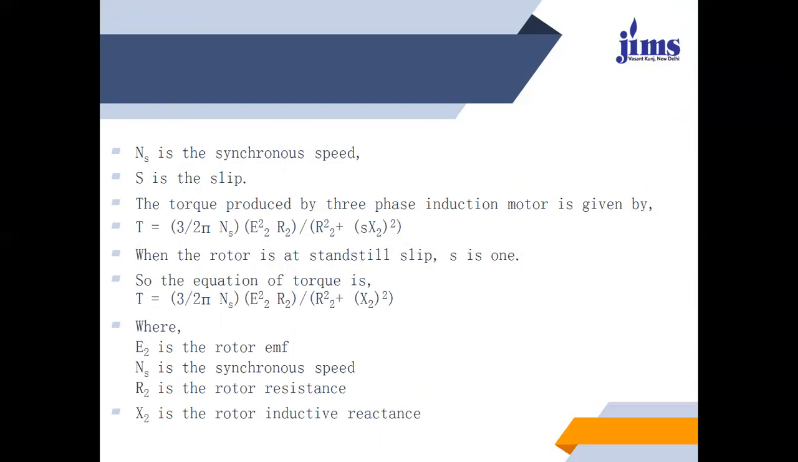So the entire equation will be T equal to 3 upon 2 pi ns into V2 square R2 upon R2 square plus x the whole square, where V2 is the rotor EMF, ns is the synchronous speed, R2 is the rotor resistance, x is the rotor inductive reactance.